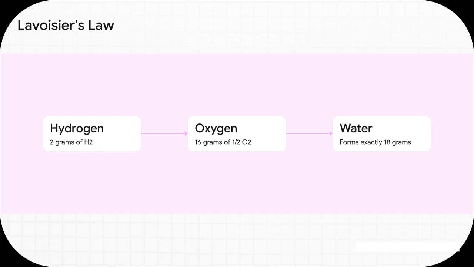This is Lavoisier's law of conservation of mass. If you react exactly 2 grams of hydrogen gas with 16 grams of oxygen gas, you don't get 17 grams, you don't get 19 grams, you get exactly 18 grams of water. Nothing is lost, nothing is magically created. It's literally just atomic Lego bricks being rearranged.